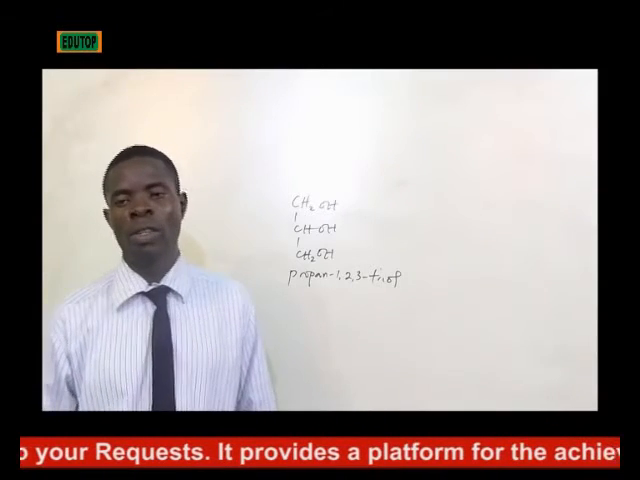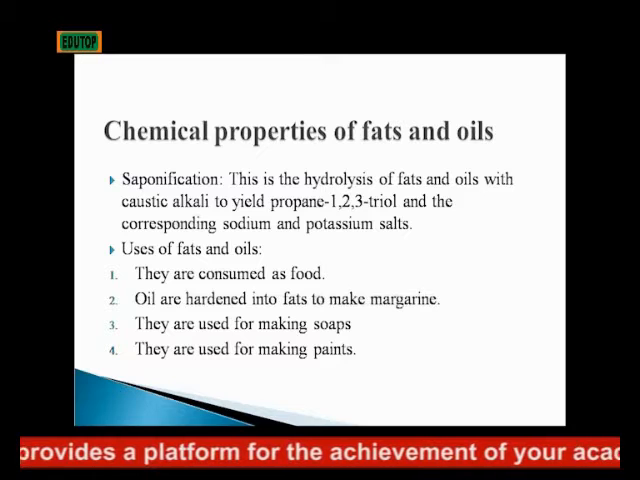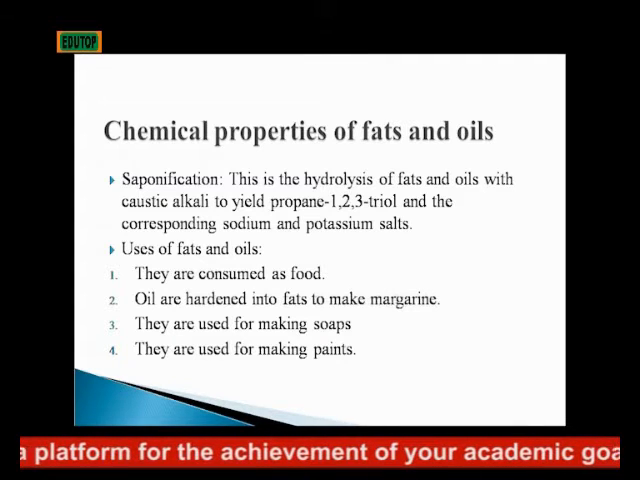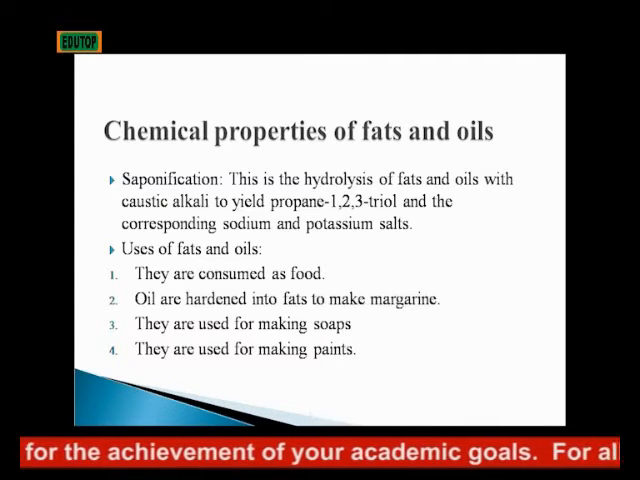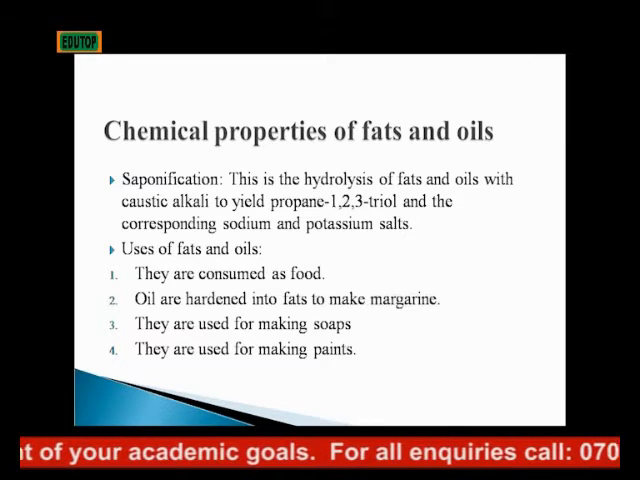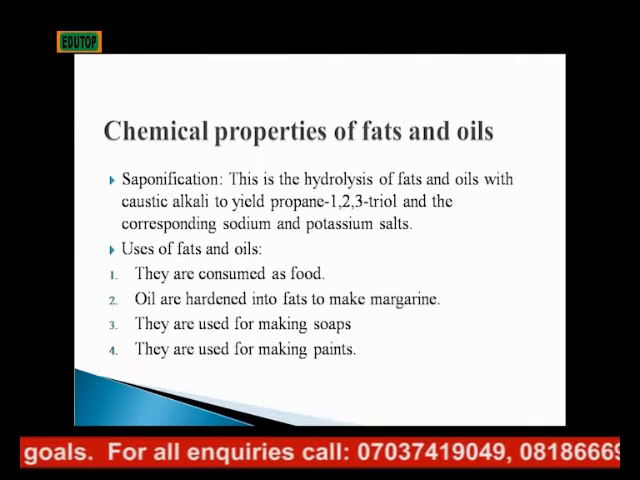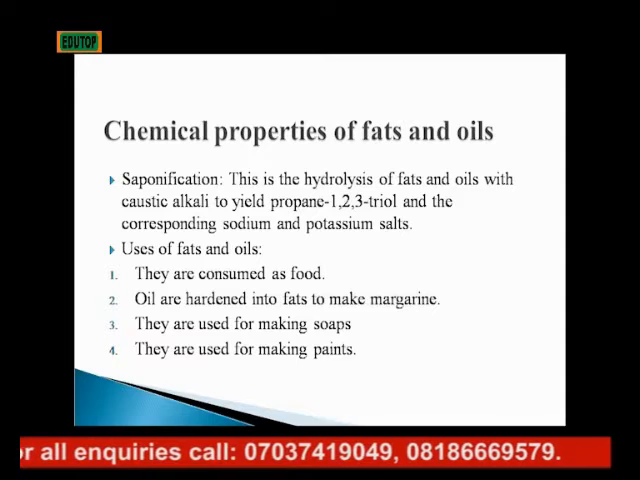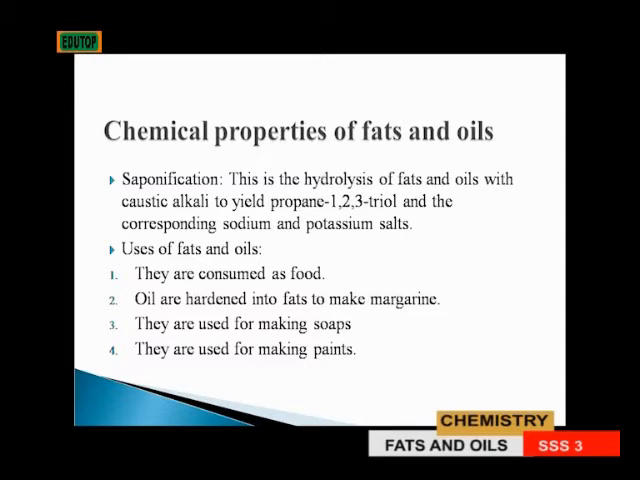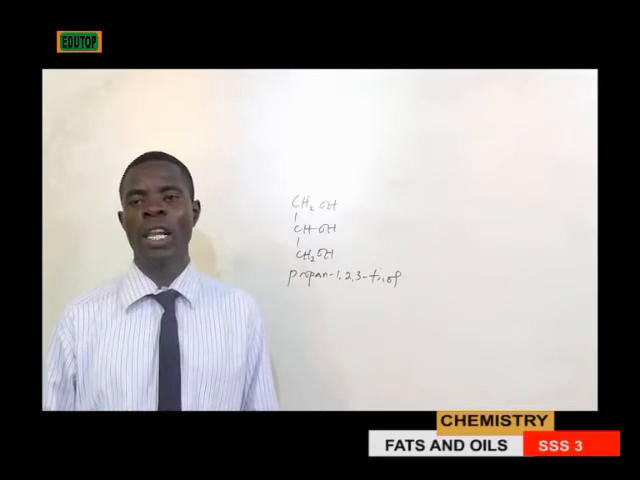Uses of fat and oil. One, they are consumed as food. Two, oil is added into fat to make margarine. Three, they are used for making soaps. The soap we use contains elements of fat. Four, they are used for making paints. So those are the uses of fat and oil.